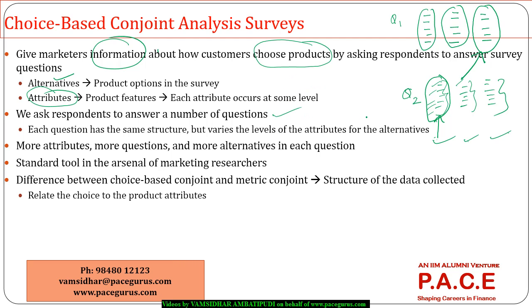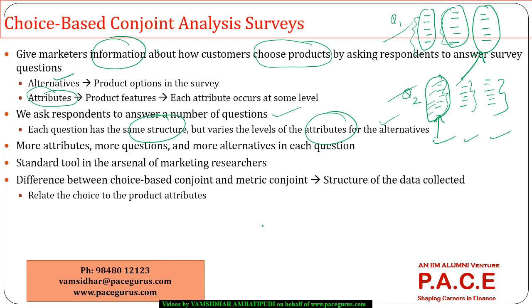I design at least 15, 20, 30 questions and ask the customers to choose 1 out of the 3 in each question. So the structure of the question will be the same. Different kinds of alternatives are available, and based on the alternatives, I'll ask him to choose 1. And the headings of the attributes will remain the same across. In all the questions the headings are the same, but the values for these alternatives are going to differ.